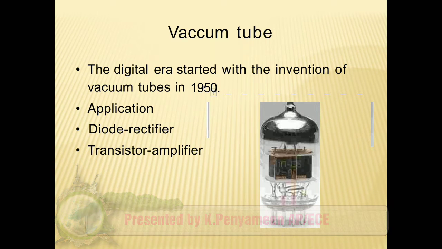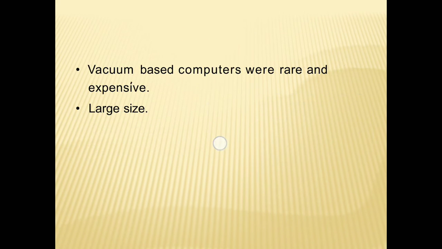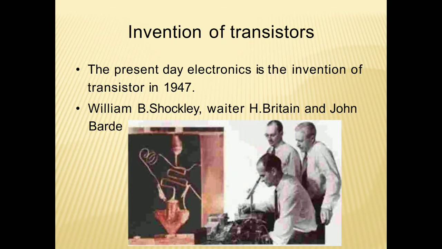Despite being the first electronic element, the vacuum tube suffers from some drawbacks. The drawbacks are that vacuum tube based computers are very rare and expensive, and they were large in size. These drawbacks led to the development of further stages in the electronic world, and to the invention of the transistor.